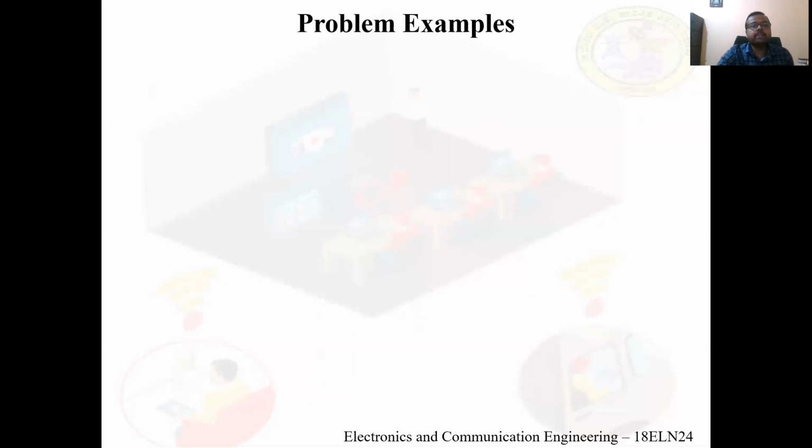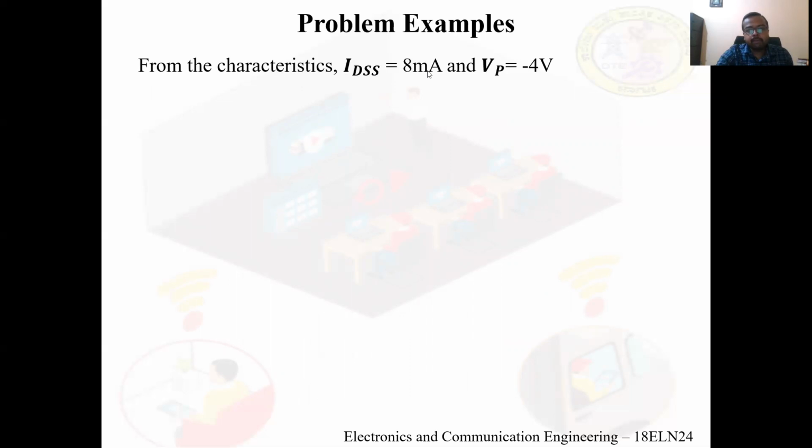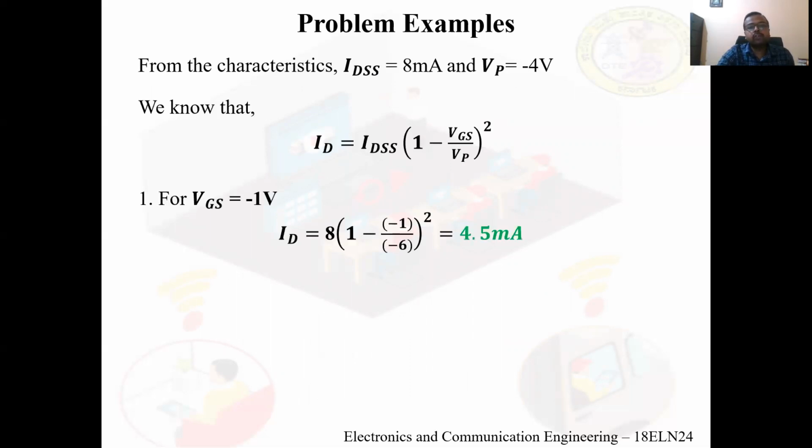By looking at the graph, we found IDSS equal to 8 milliamperes and VP equal to minus 4 volts. Now consider the value of VGS as minus 1 volt. Substitute all these parameters and calculate the drain current. You get 4.5 milliamperes. Now calculate the drain current for VGS equal to minus 2 volts. Substitute in Shockley's equation, and you get 2 milliamperes.